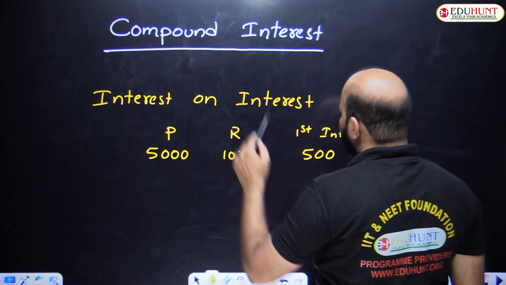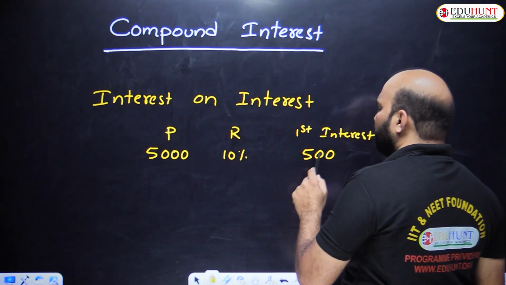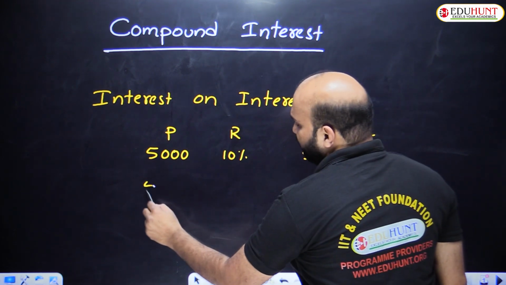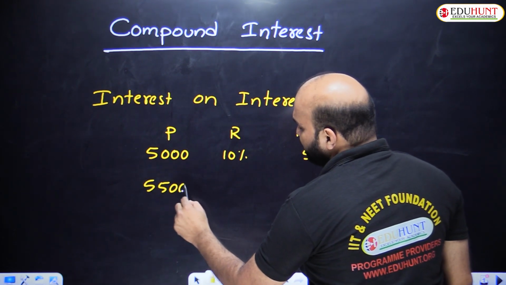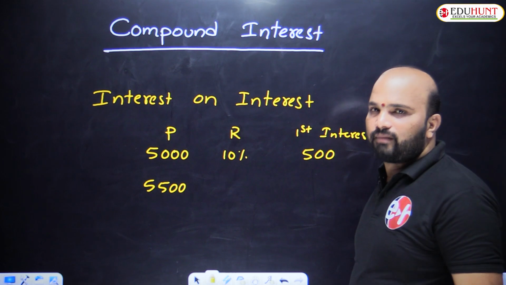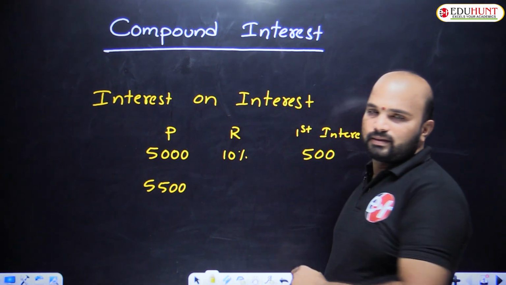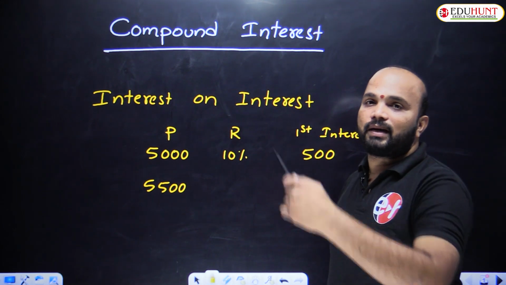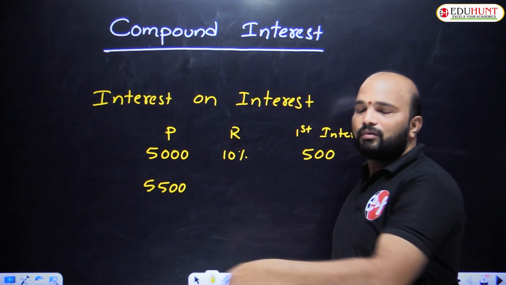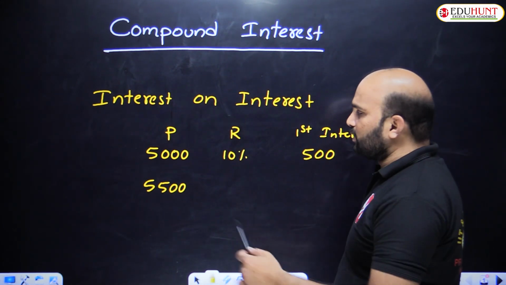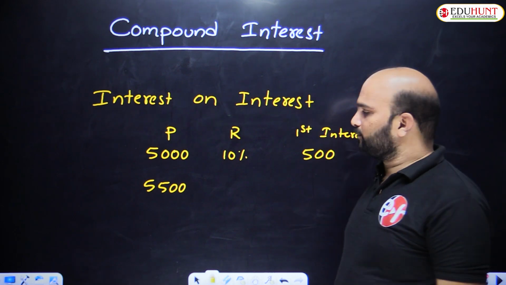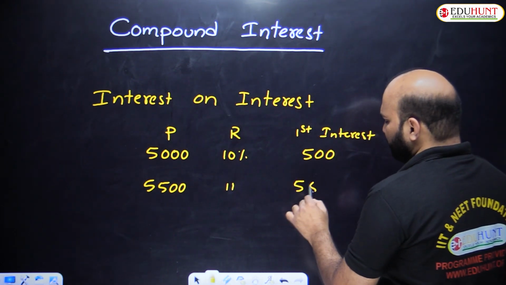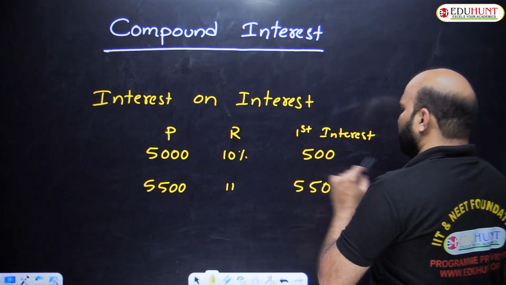According to compound interest, at the end of the first year the interest should be added to the principal. Total will become 5,500. This is called the amount. How will we get the amount? Principal plus interest is called amount. Again it is the principal for the second year. Every amount will become the principal for the next period. That is the compound interest concept. So again we calculate 10%. What is 10% of 5,500? 550.